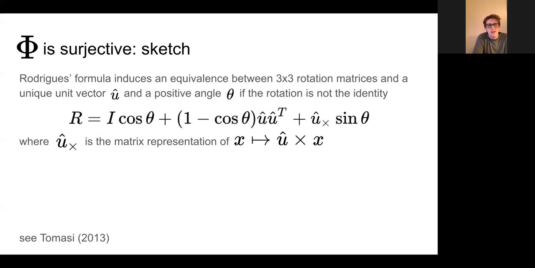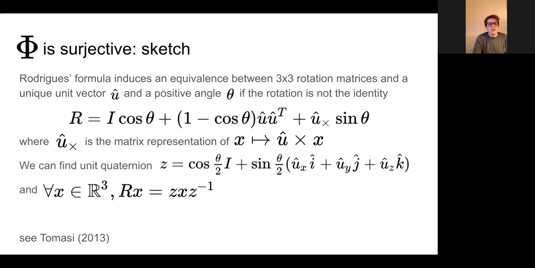In the case that it is the identity, theta is 0 and u hat is any arbitrary vector. Right, so the formula is R equals I cosine theta plus 1 minus cosine theta times u hat u hat transpose plus the cross product representation of u hat times sine theta. And this essentially gives us a 2-way equivalence between these rotation matrices and the axis-angle representation, as it's called.